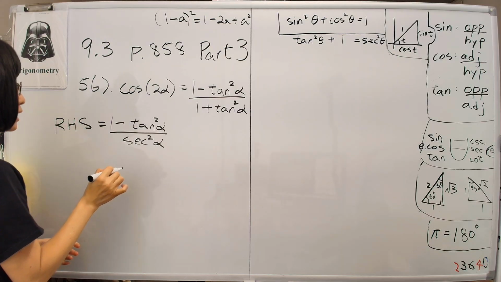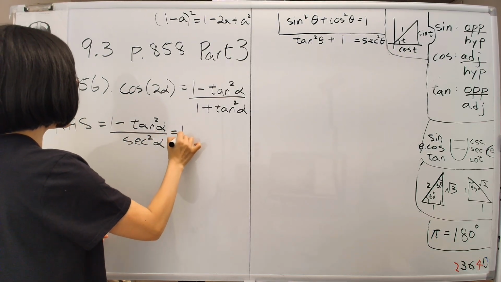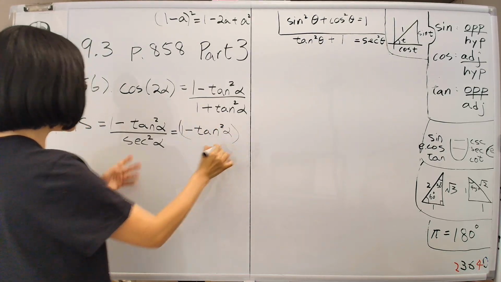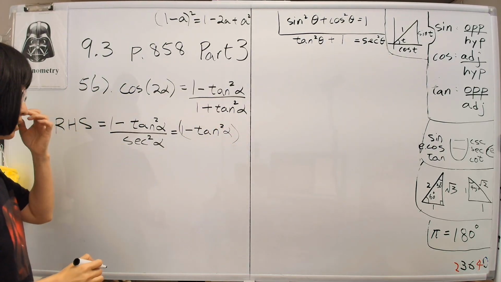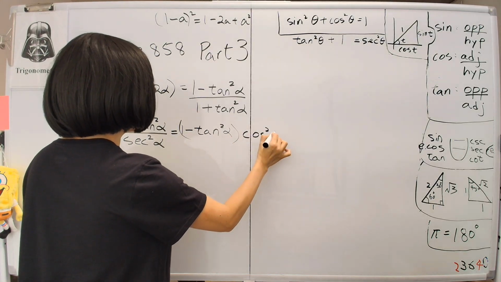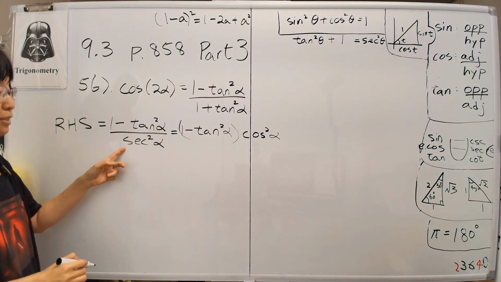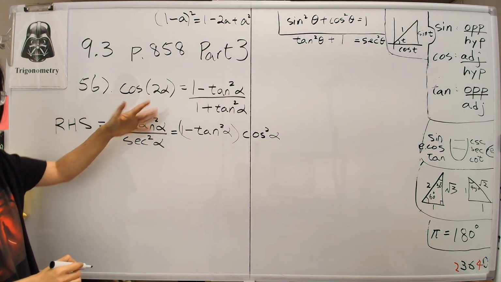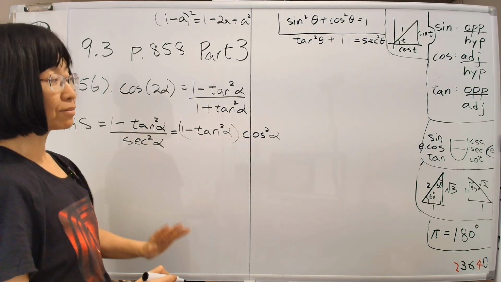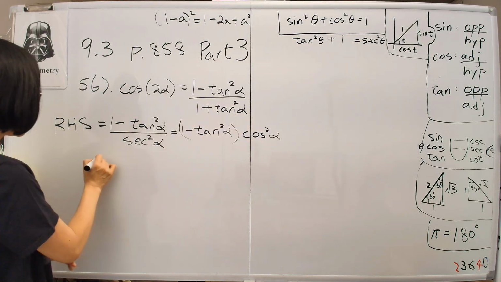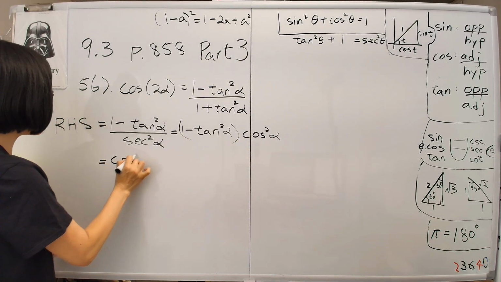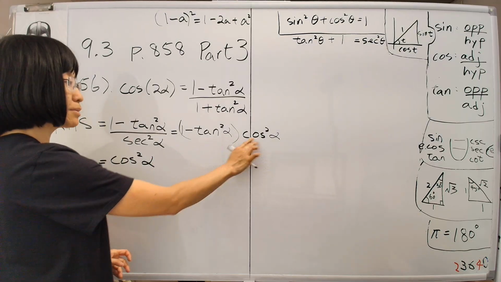And that is equal to 1 minus tangent squared alpha times, to divide by secant is the same as multiplying by cosine squared. You can pretend secant is 1 over cosine, and when you divide, you invert and multiply. So invert the 1 over cosine, this becomes cosine over 1. So then continue multiplying. This multiplies out to be cosine squared alpha, and then tangent times cosine.